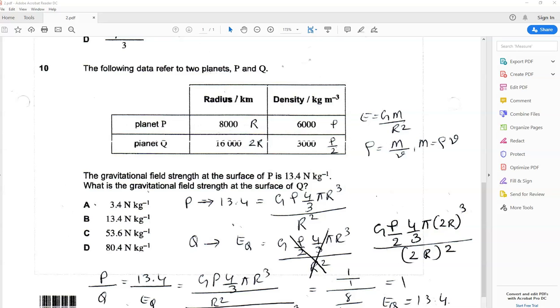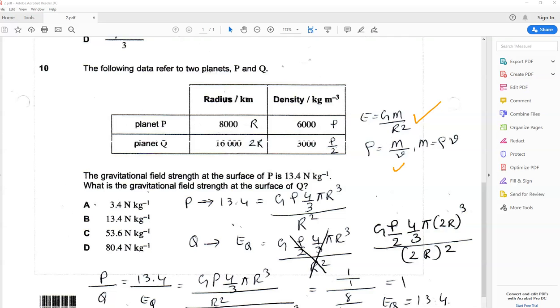So I'm going to assume, since we have to find the value for planet Q, let r be the radius of planet P. Then 16,000 will be 2r. If I take rho as the density of planet P, then 3,000 is rho by 2. We know the standard equation: the gravitational field is GM by r squared, and we know the density equals mass by volume, so if you cross multiply, you get the mass equals density times volume.